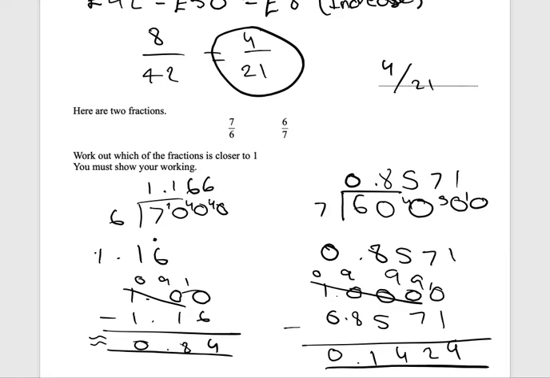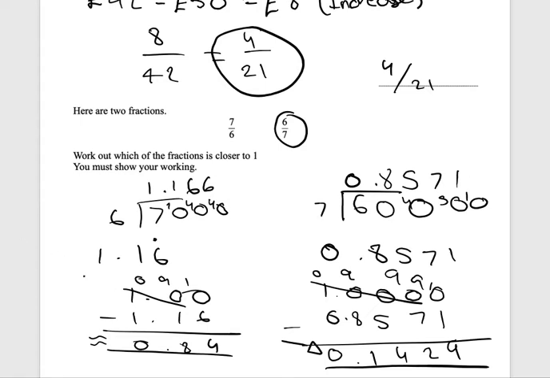0.1429. Now if this one has a difference of 0.84 and this one has a difference of 0.1429, which one is closer to 1? The one with the lowest distance to 1 is going to be closer to 1. Okay, and that's going to be this one over here, 0.1429. So that means that 6/7 is going to be closer to 1.